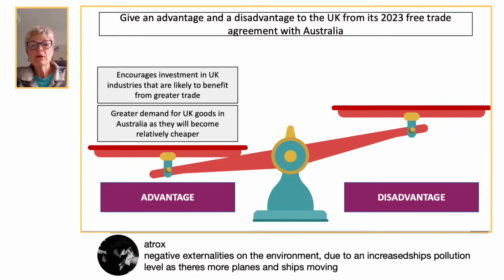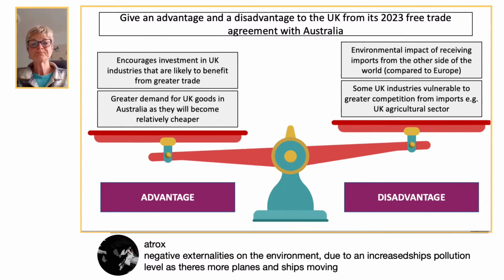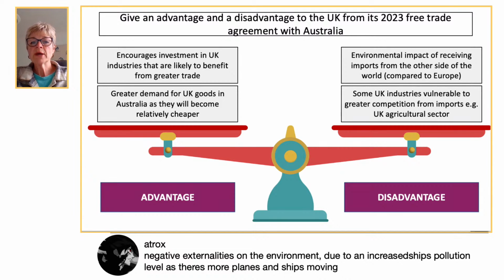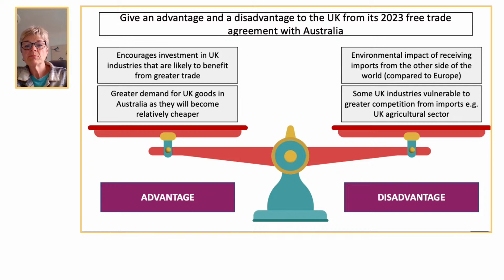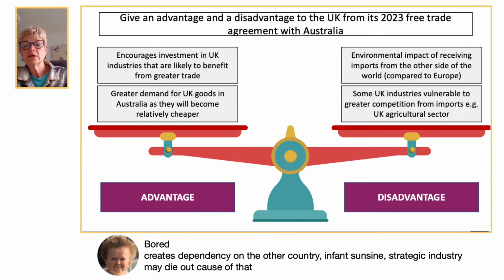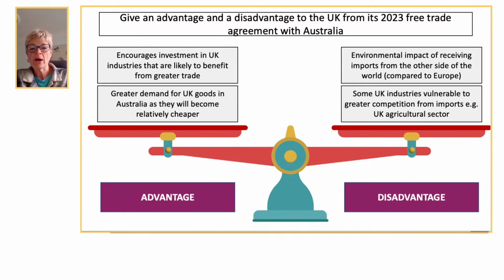Can we have a look at our disadvantages, please, John? So, some UK industries vulnerable to greater competition. Well done, those people who said that. That's absolutely spot on. They're vulnerable to imports, e.g. UK agriculture. Just think, in Australia, they've got that lovely sunshine. They can grow things, whereas we wash out all our seeds. Okay. Environmental impact of receiving imports from the other side of the world compared to Europe. Spot on, everybody. You did really, really well on that.